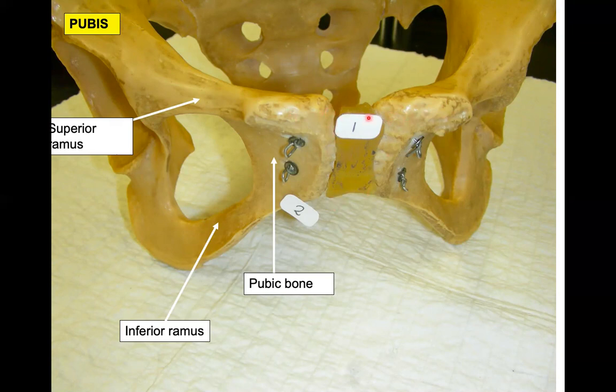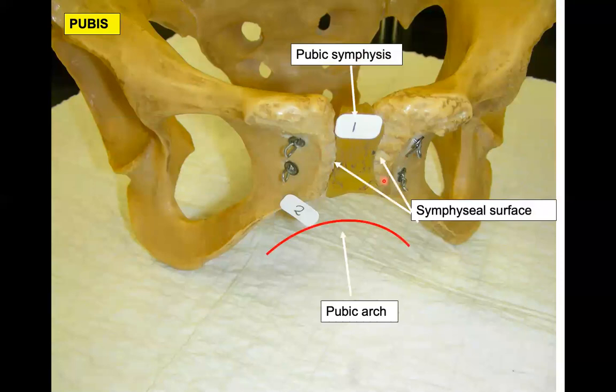are connected using this cartilaginous tissue that has number 1 on it. This fibrocartilaginous tissue forms what we identified as the pubic symphysis. This is basically holding your two pelvic bones together. The surfaces where this cartilage interacts with the pubic bone are called the symphysial surface.